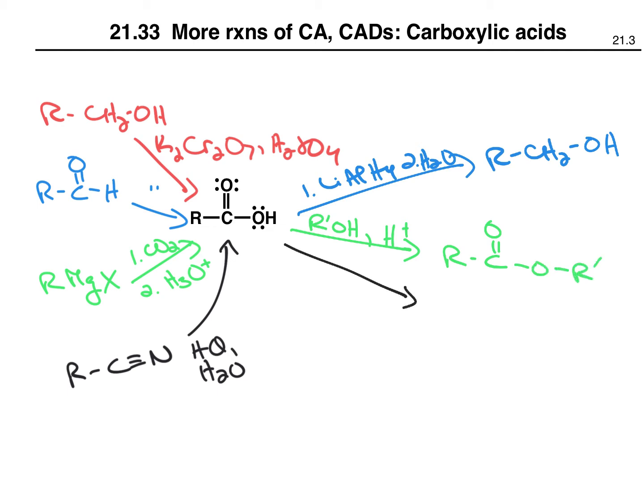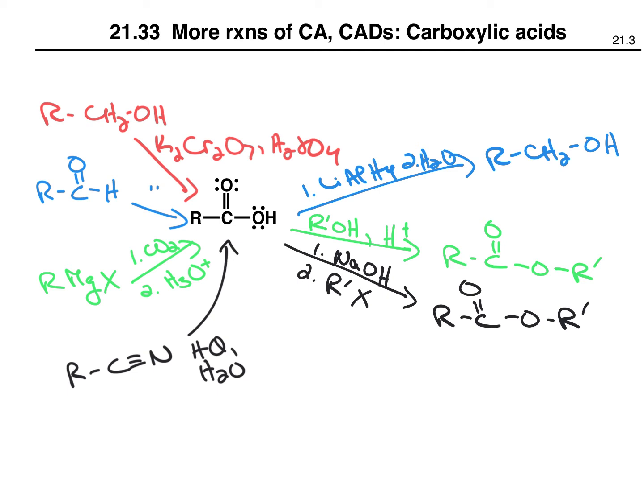Another way we can make an ester is by making the acid into our nucleophile. So we could treat this with base in order to pull off the proton, and then we add some RX, and this will have to be methyl or primary alkyl halide so that we get SN2 reaction, not elimination. But this will give us also an ester.